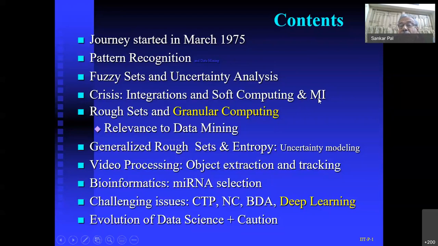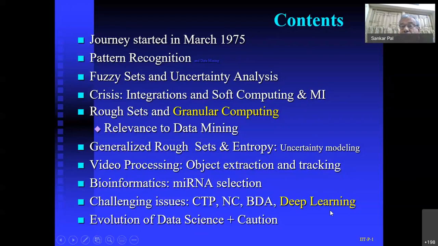And we formed our unit in March 1993 in ISI, based on the school of thought that we started developing since 1975. Then the concept of granular computing and data mining became a buzzword around 2000. Then some of the recent applications I will explain as an example. And then I'll show the challenging issues, because when you work in any discipline, you have to keep at least 5 years ahead. So there comes the question of big data analytics, computational theory of perception, natural computing, and of course, deep learning.